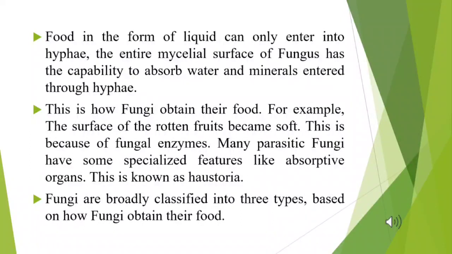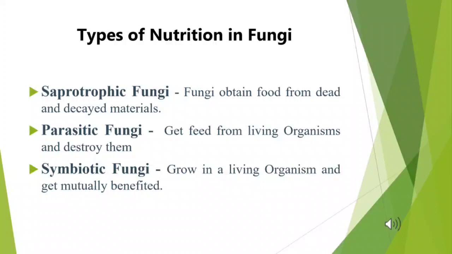Fungi are broadly classified into three types based on how they obtain their food. The fungi are classified into three types based on nutrition: saprophytic, parasitic and symbiotic. Saprophytic fungi obtain food from dead and decaying materials, and parasitic fungi get their food from living organisms and also destroy them. And another one, symbiotic fungi, grow in living organisms and both get mutually benefited.